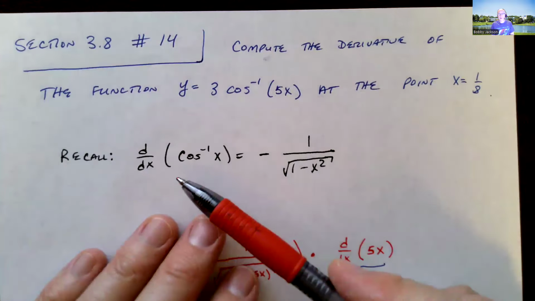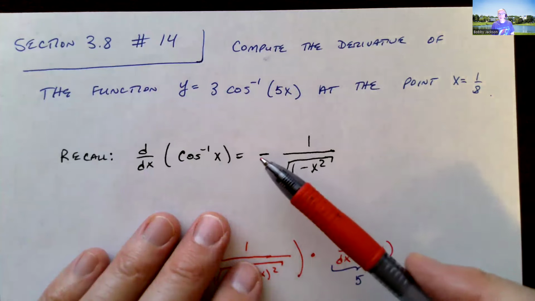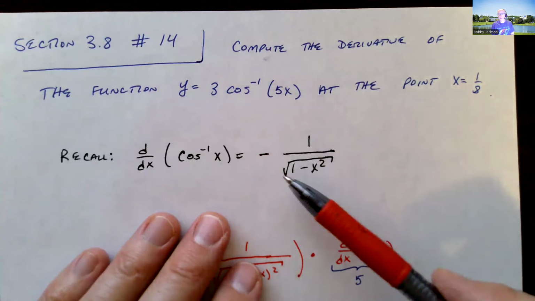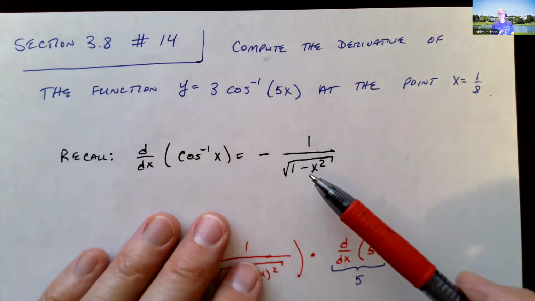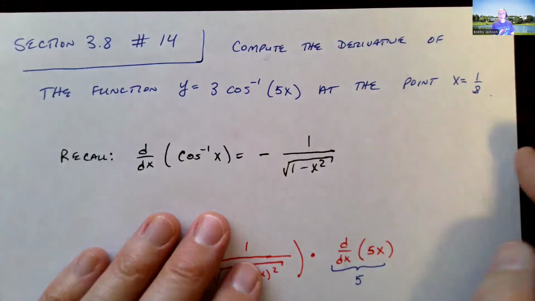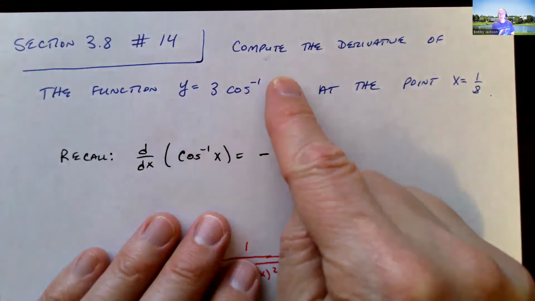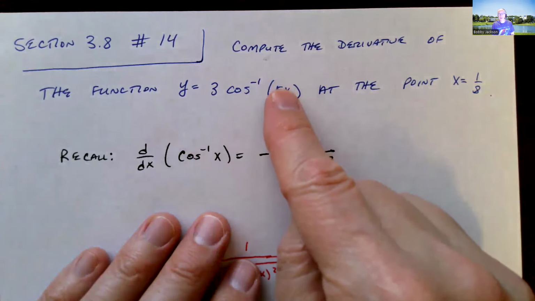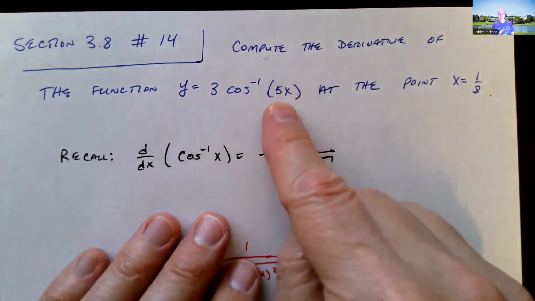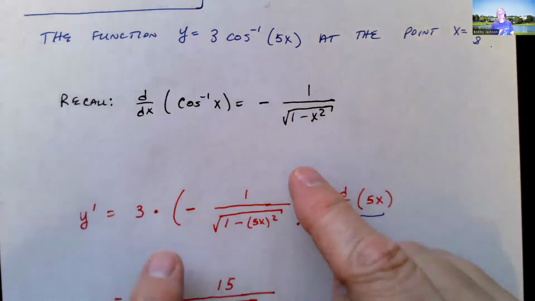So recall that from this section, we learned that the derivative of the inverse cosine function is negative 1 over the square root of 1 minus x squared. So we're going to use that, but notice we've got a little chain rule, right? 3 is a constant multiple. The outer function is the inverse cosine function. The inner function is 5x. So when I take the derivative of this function, I'm going to pull the 3 out.